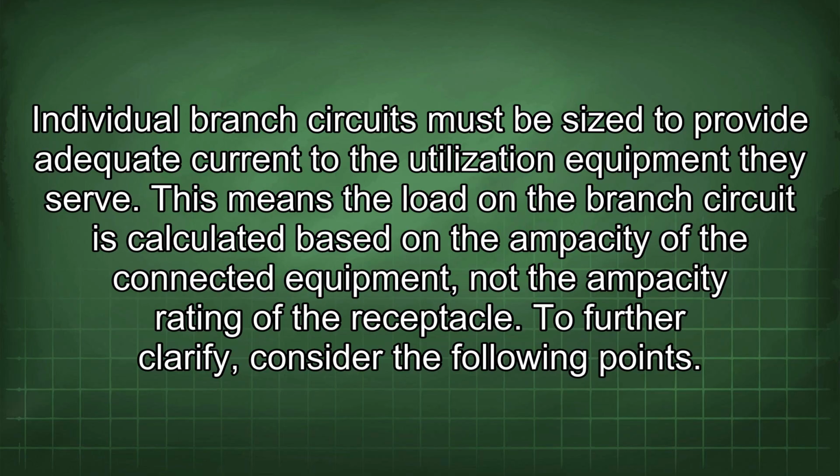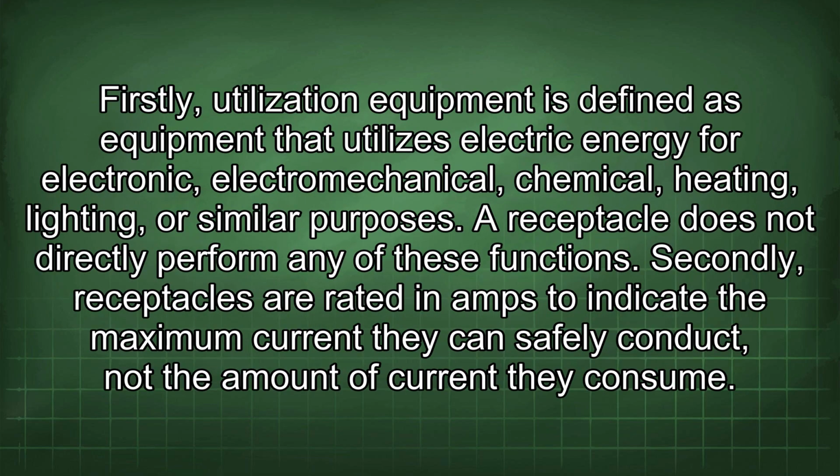Individual branch circuits must be sized to provide adequate current to the utilization equipment they serve. This means the load on the branch circuit is calculated based on the ampacity of the connected equipment, not the ampacity rating of the receptacle. To further clarify, consider the following points. Firstly, utilization equipment is defined as equipment that utilizes electric energy for electronic, electromechanical, chemical, heating, lighting, or similar purposes. A receptacle does not directly perform any of these functions.